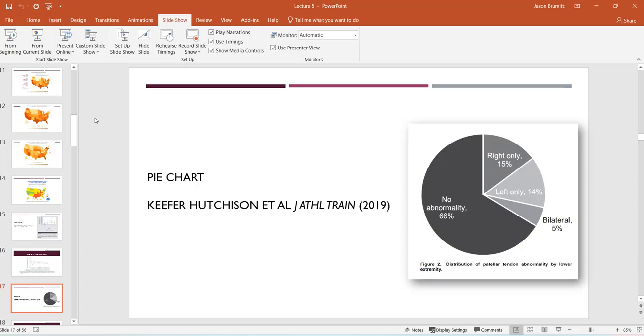Pie charts from one of our prevalence studies looking at the presence of preseason patella tendon abnormality, and 66% of the people did not have any ultrasound evidence, but then we can see that there was 35% that had one or more.